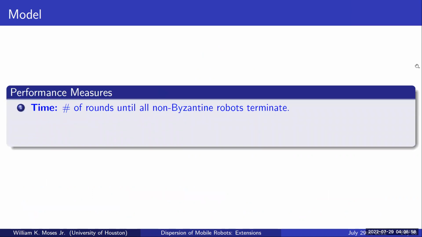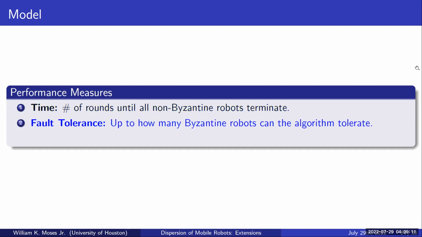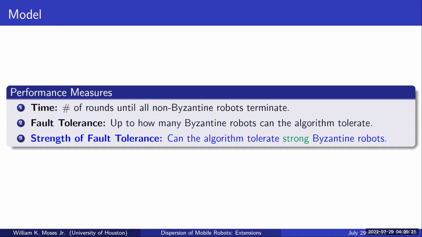Okay. Now, in this setting, we have 3 performance measures. One is time, the number of rounds until all non-Byzantine robots terminate. The second metric is the fault tolerance of the algorithms. For a given algorithm, how many bad guys can it tolerate? And the final metric is the strength of the fault tolerance. For a given algorithm, can it tolerate only weak Byzantine guys, a weaker adversary, or can it tolerate strong Byzantine robots?